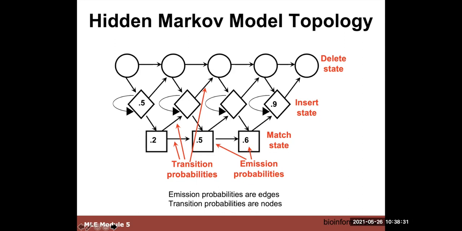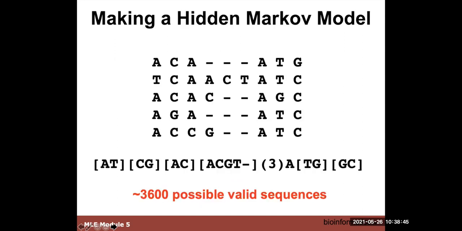And this topology here is a typical one that's used to handle sequence motifs, because it allows for matching sequences. That's the match state. It allows for insertions and deletions. So we're going to take an example of a hidden Markov model, where we're beginning essentially from a sequence alignment. So we have five sequences here, and it's a very short, kind of meaningless motif, but it's at least simple to calculate.